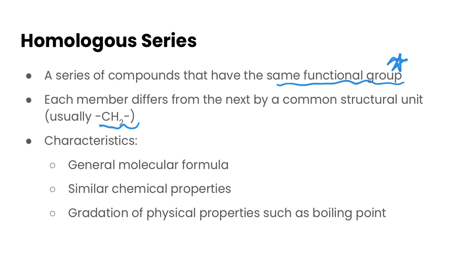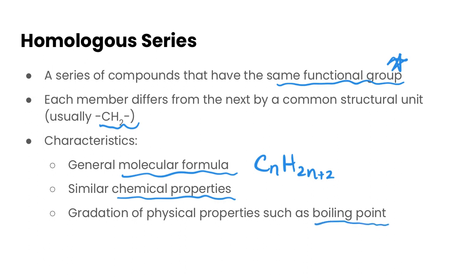They also have some really common characteristics. They will have a general molecular formula. For alkanes, it's CnH2n+2. So you can have CH4, you could have C2H6, C3H8, and so on. They also have similar chemical properties, so that's how a substance reacts. And they also have a gradation of physical properties such as boiling points. And that is due to the increase in intermolecular forces that are present.